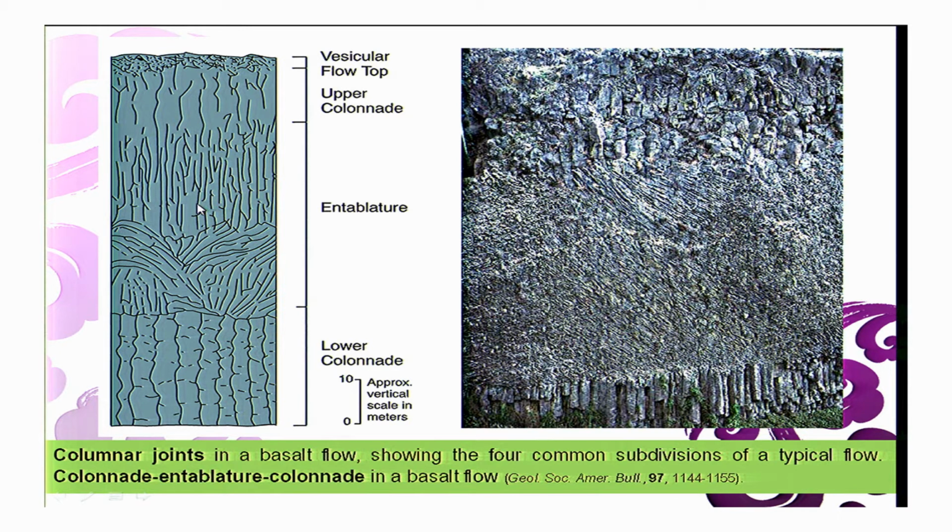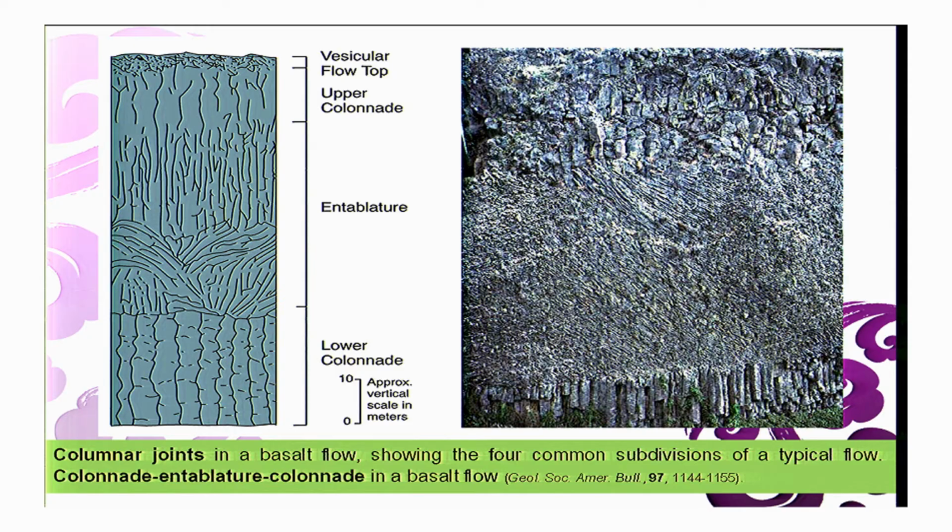This is also a technical term, and the lower part of this flow is called the lower colonnade structure, where again you have fractures, but these fractures are not exactly vertical; they are inclined in a particular direction. So this zone is called the lower colonnade. Now we can divide the entire lava morphology into four important zones: the uppermost vesicular zone, the upper colonnade zone, the entablature zone, and the lower colonnade zone.